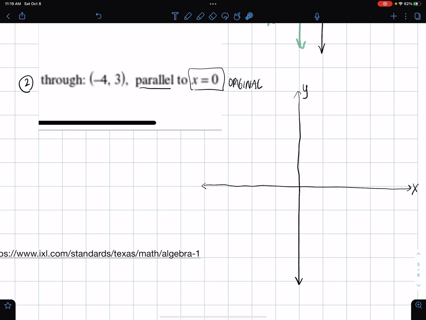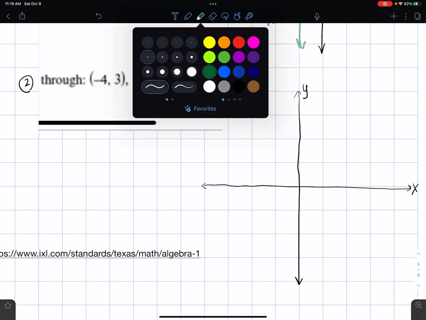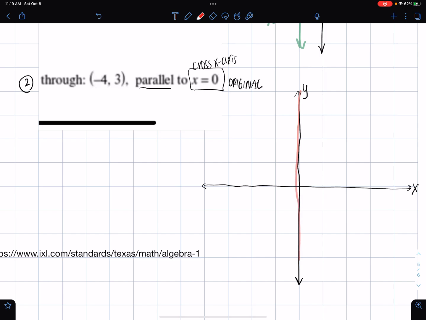So if I see here, this means x equals 0, it crosses the x-axis at 0. So this is the x-axis and this is 0. So if I were to cross the x-axis at 0, notice that the line x equals 0 is actually the y-axis itself. So once again, the line x equals 0 crosses the x-axis at 0, and so this line x equals 0 is also known as the y-axis. Okay, so that's the original.